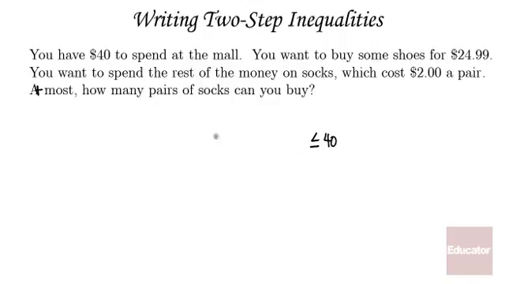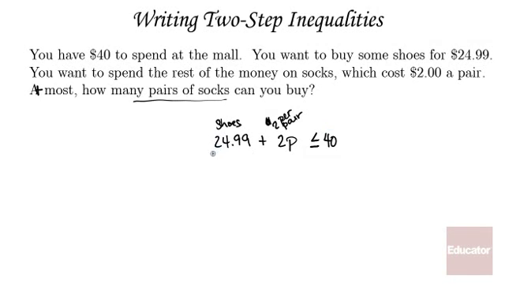We know that we're buying shoes for a flat rate of $24.99. And then we're buying some socks at $2 a pair. So I'm going to say 2p. We have our money for the shoes. We have the $2 per pair. And we don't know how many pairs, so that's our variable. And we know the most is $40 that we can spend.